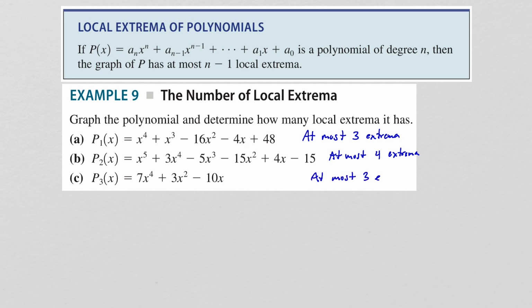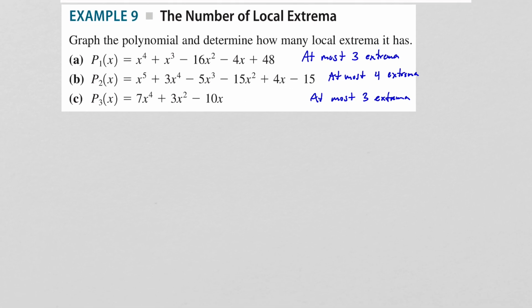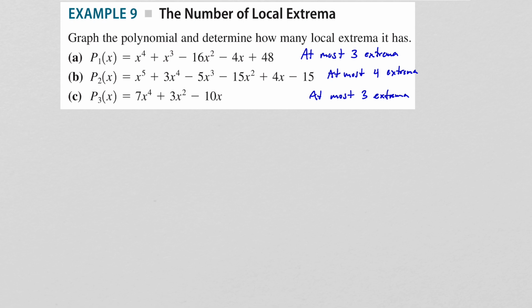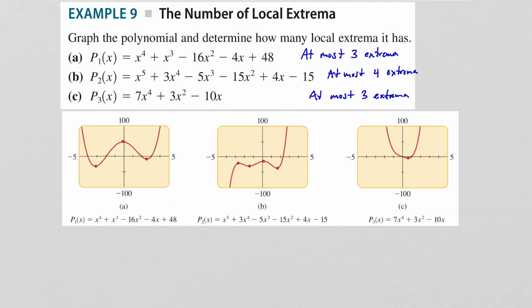So we know this from what's above here, right? The local extrema polynomials. But that doesn't tell us how many we actually have. That tells me the maximum number that we can have. So what we're going to do is bring in the graphs of these polynomials, and we're going to count exactly how many local extrema it has in each case.